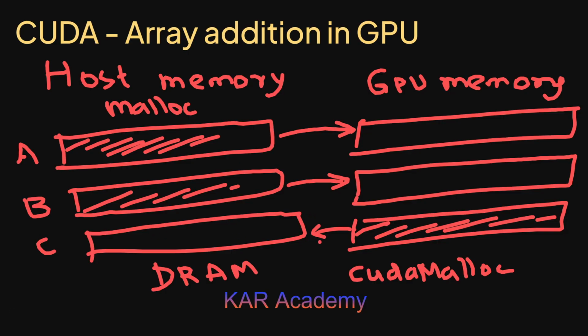To copy from the host to GPU and also back from GPU to host, we use the API called cudaMemcpy. In CPU, we use the API memcpy to copy from one memory location to another, whereas in CUDA, to copy from GPU to CPU or from CPU to GPU, we use an API called cudaMemcpy. That is what we are going to use in this program. So let's go and write this program.